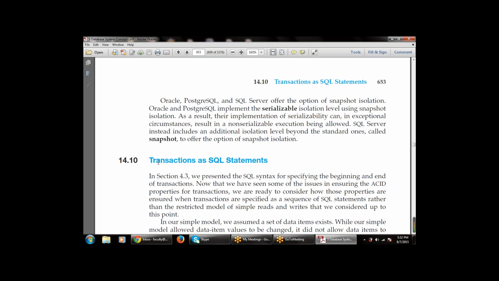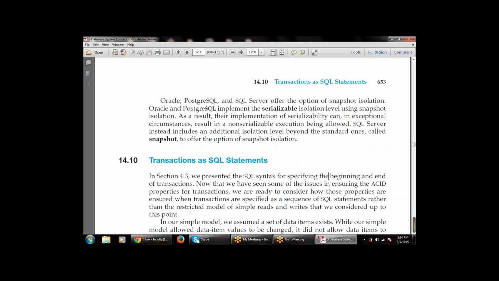Then transactions as SQL statements. Whatever transactions are available as SQL statements are used in SQL transactions. So there are SQL statements available for using transactions. We have presented the SQL syntax for specifying the beginning and ending of transactions.